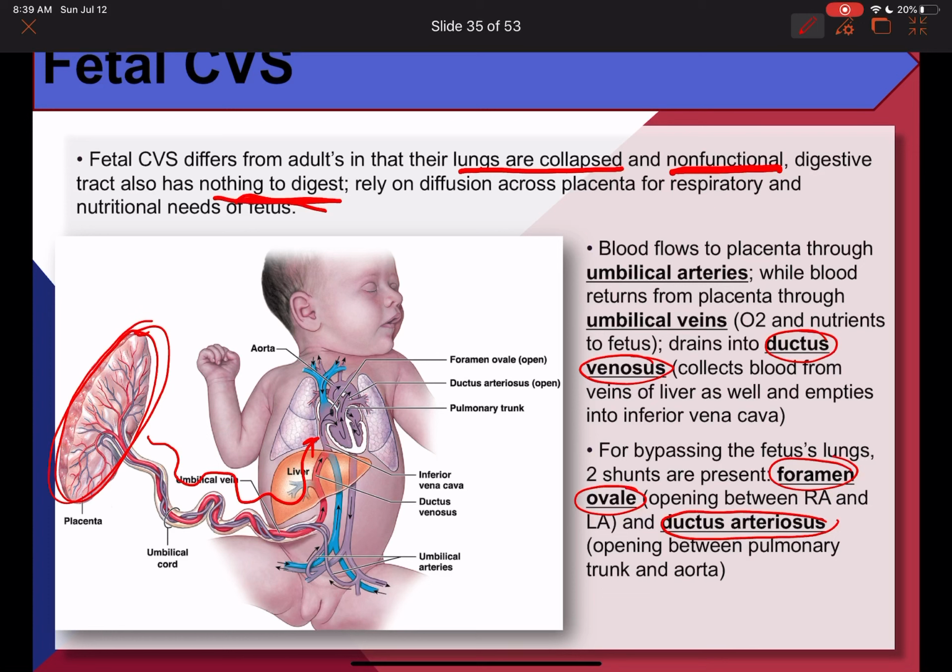So from the umbilical vein, ductus venosus, and inferior vena cava, blood goes into the heart, doesn't go through the lungs, skips over the pulmonary circuit, goes straight into the aorta, travels back downwards into the umbilical arteries, and then goes back to the placenta. Don't forget the ductus arteriosus and foramen ovale are what allow blood to go straight into the aorta as soon as possible.